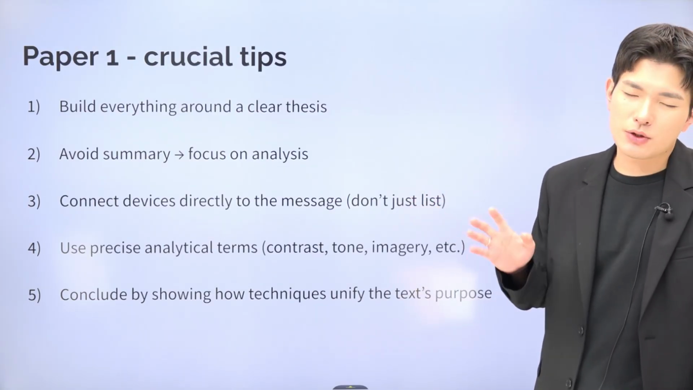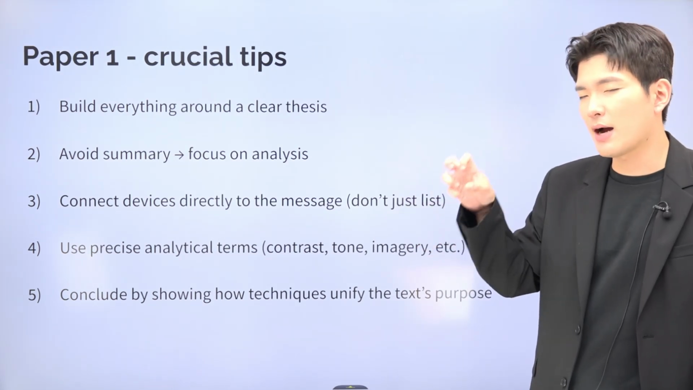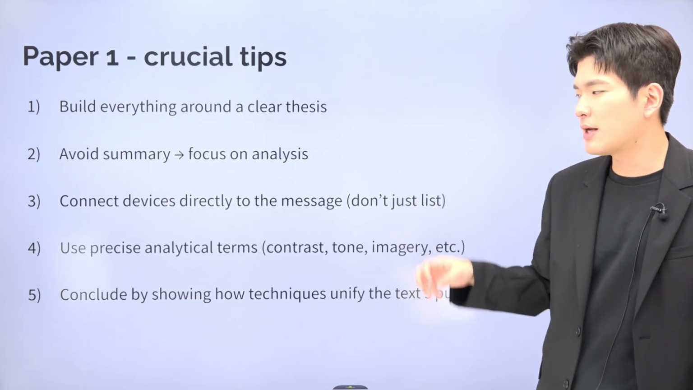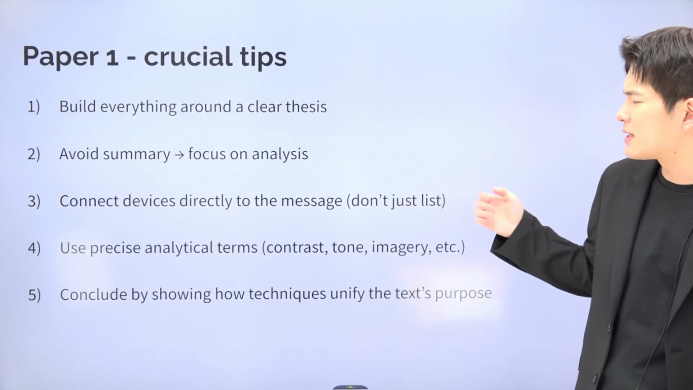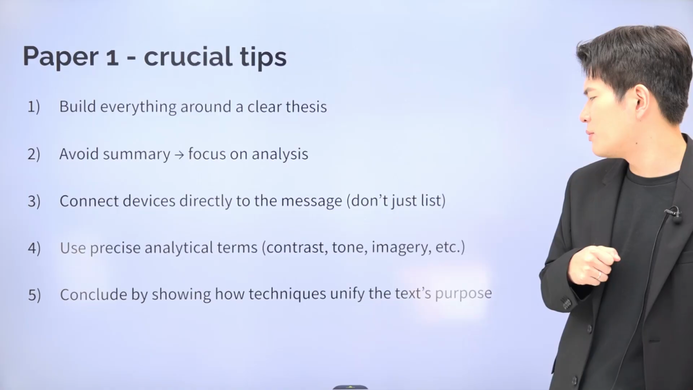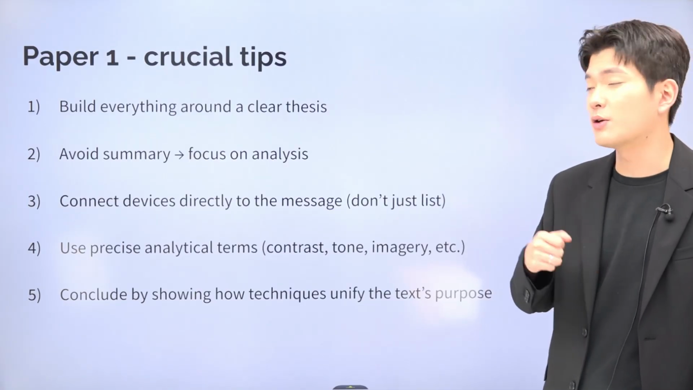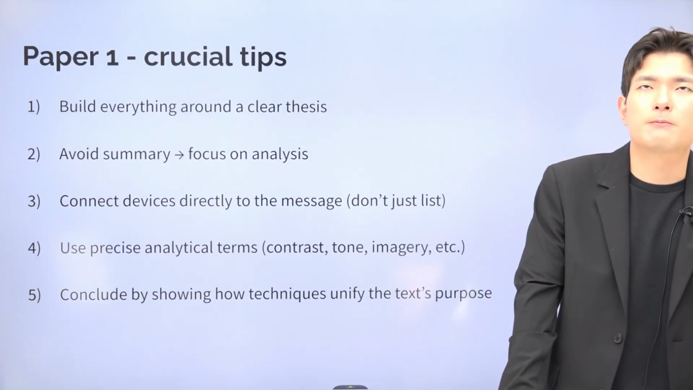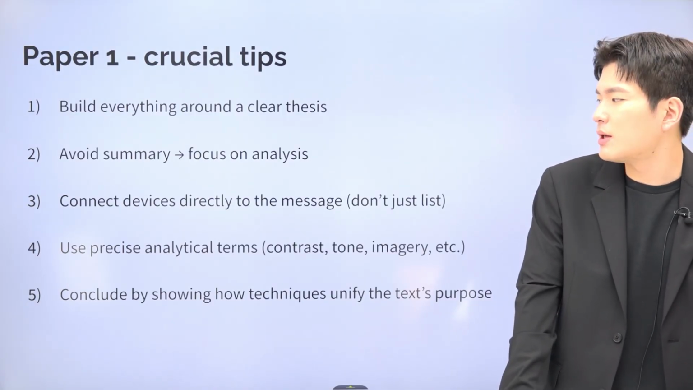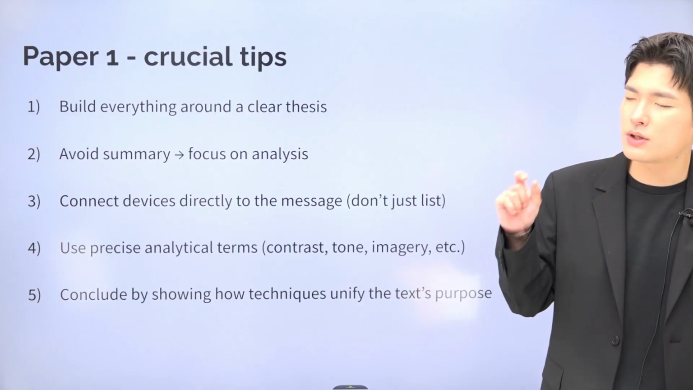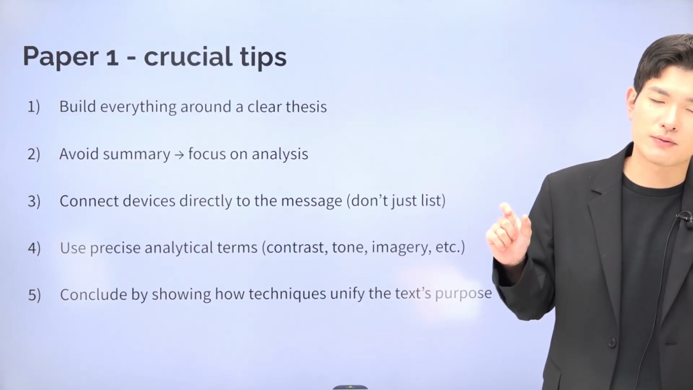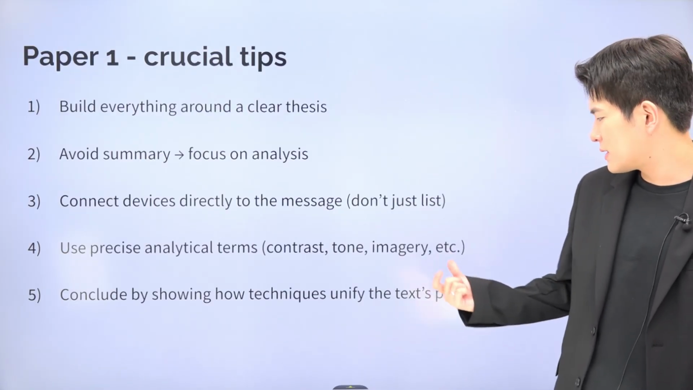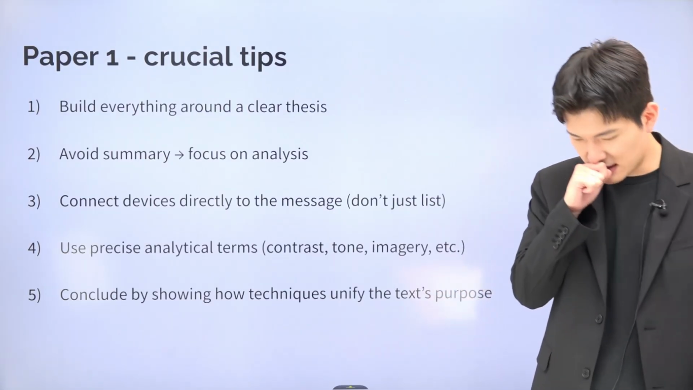Don't just make a list of devices. Always make sure to explain how the device is used to convey the message. Try to use precise analytical terms. So contrast, tone, imagery. I mentioned a lot of literary devices. It could be, as I said, images themselves, colors, font, structure, anything, right? Anything can be a device, but make sure to use specific terms that refer to those devices rather than making a vague description for yourself, right? And conclude by showing how these techniques unify the text's purpose.